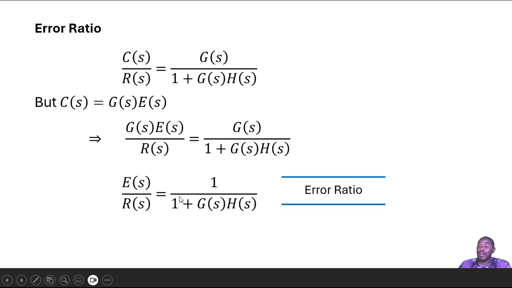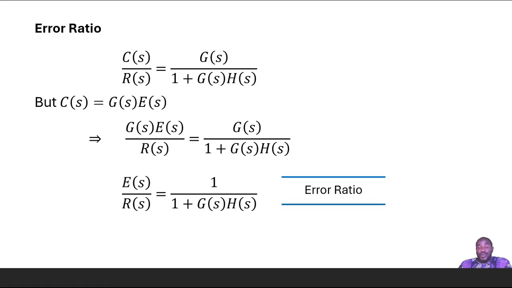And that expression is given like so: 1 all over 1 plus G of S, H of S. Of course, you know why this is 1. This G of S, if we divide both sides by G of S, this will go away and that will go away, and what will be left there will be 1. This is what we call the error ratio.